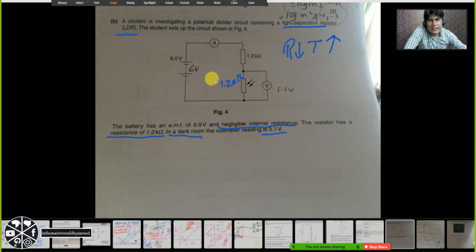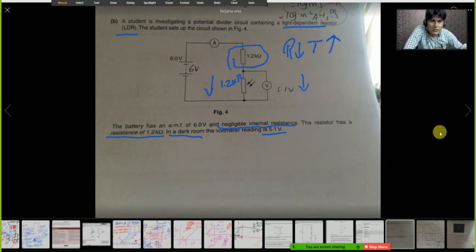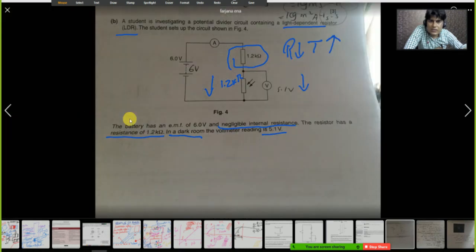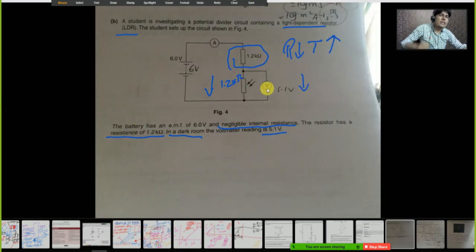In light, this resistor will decrease. So if this resistor decreases, then this voltage will also decrease. So a huge voltage will drop across this resistor in the morning. The question is, without any calculation, we discuss how the reading of the ammeter and voltmeter will change. We need to discuss the voltmeter first. Voltmeter reading will decrease. What about the ammeter reading?